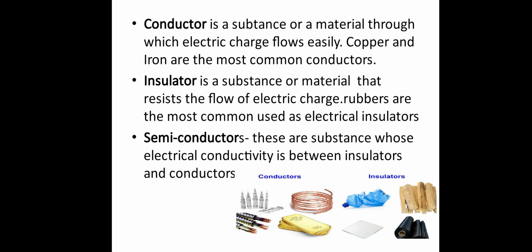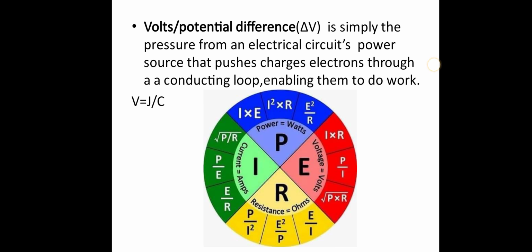Conductor is a substance or a material through which electric charge flows easily. Copper and iron are the most common conductors. Insulators are substances or materials that resist the flow of electric charge. Rubbers are the most commonly used as electrical insulators, while semiconductors are substances whose electrical conductivity is between insulators and conductors.